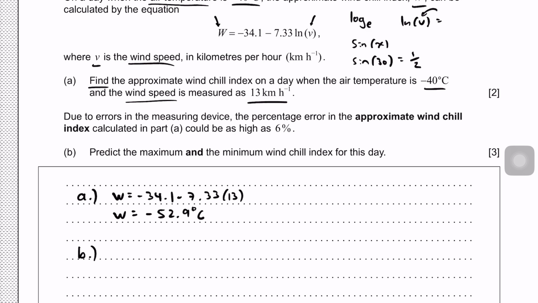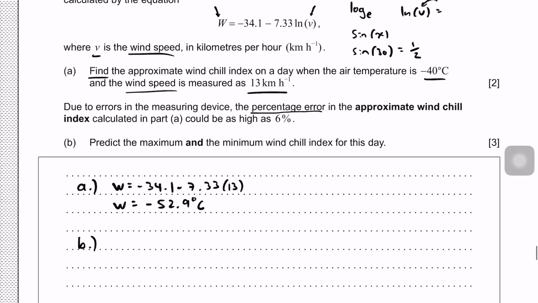Due to errors in the measuring device, the percentage error in the approximate wind chill index calculated in part A could be as high as 6%. Predict the maximum and minimum wind chill index for this day. Okay, so we're dealing with percentage error, and we can actually use the formula to solve this, but I think there might be an easier way if we just look at intuition in some sense.